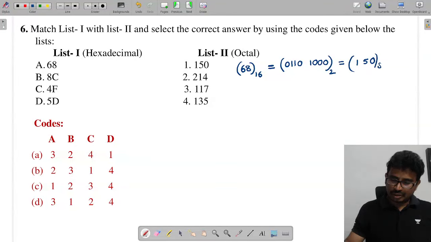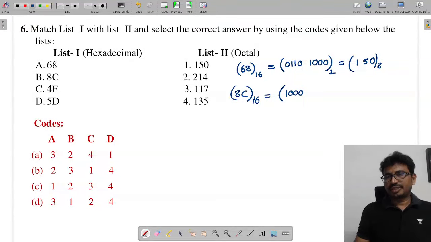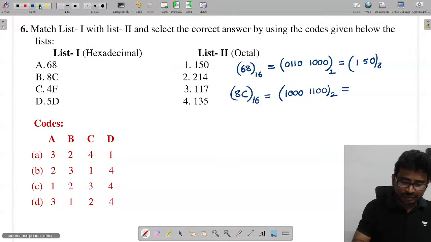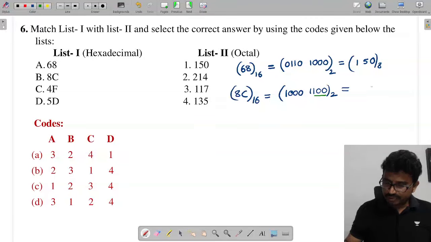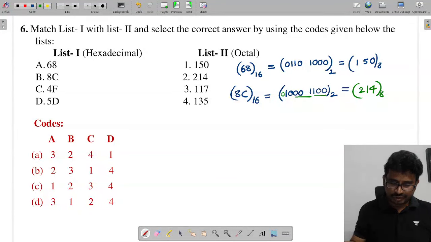Now this is the octal form. Next, what else? 8C in base 16. First, the binary form. 8 means 1000. C, A means 10, B means 11, C means 12. 12 means how can we write? 1100 now. Base 2. Now we need to group it into 3 bits. These 3 bits equal 4. Next, these 3 bits equal 1. Next, nothing is there, so we can put one more 0 here. So this is a 2. So this is an octal form.